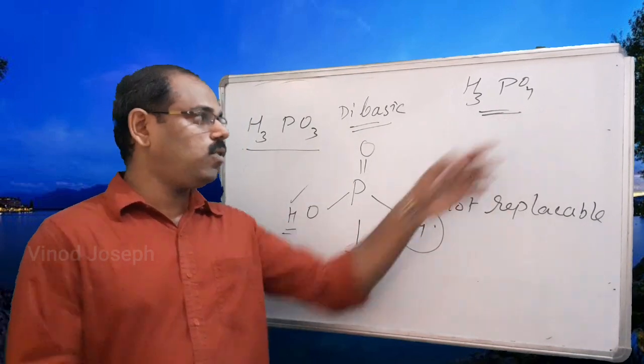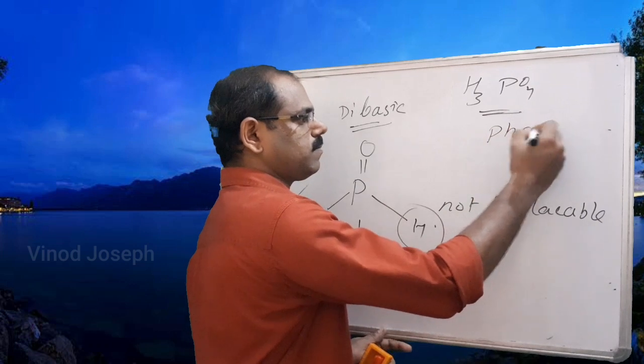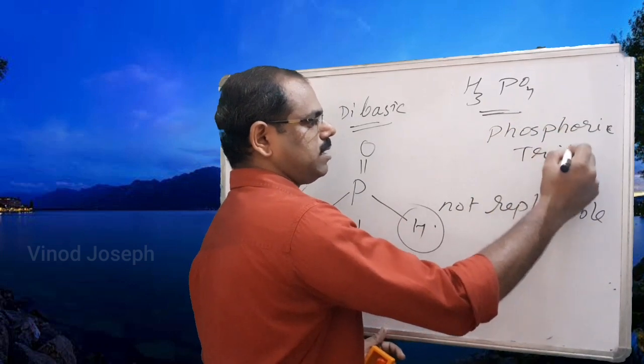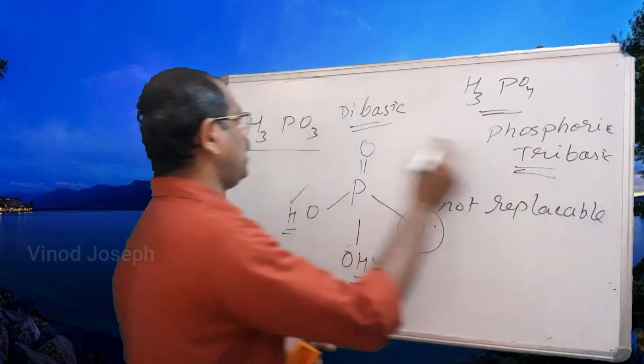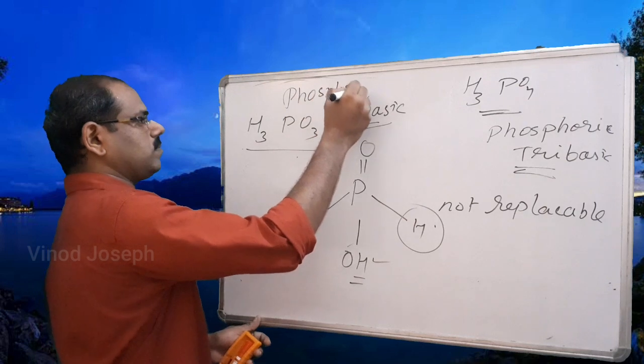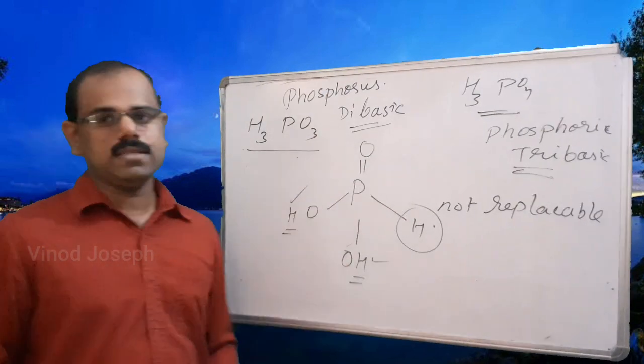So remember, while phosphoric acid is tribasic, phosphorus acid is dibasic.